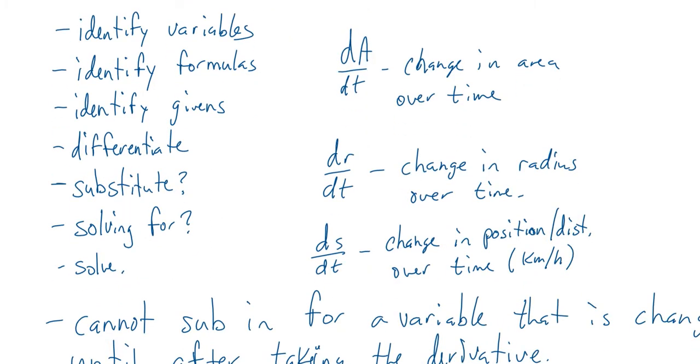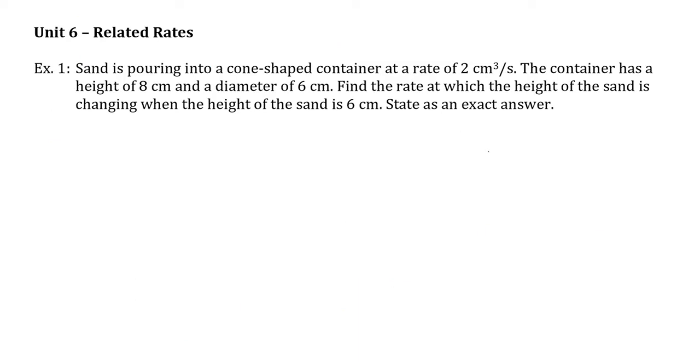Okay, so those are some general tips, advice, things to think about. Thinking about units as you're going, and how those units, kilometers per hour is a change in position over time. So that might be ds by dt, those kinds of things that you're thinking about. Okay, so let's take a look at the first one. Sand is pouring into a cone-shaped container at a rate of 2 centimeters cubed per second.